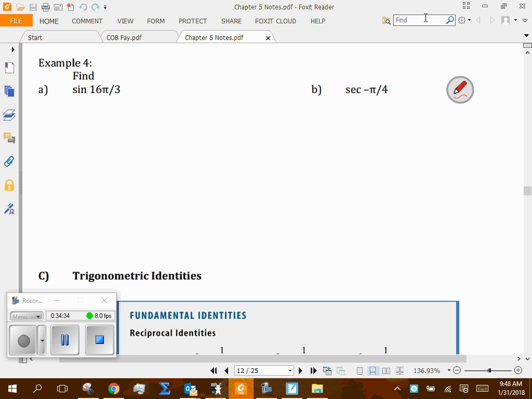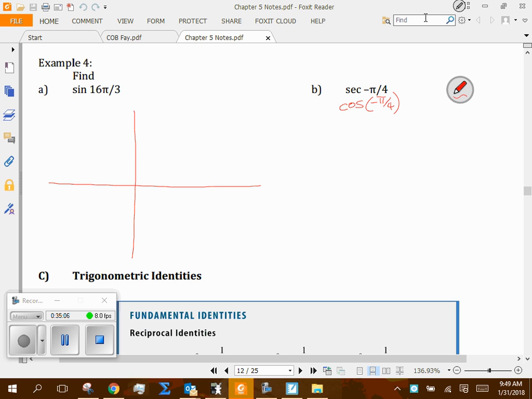The secant here, secant of negative pi over 4. Like I said, I'm a fan of not dealing with secant. I'm going to deal with its reciprocal, the cosine of negative pi over 4. And then I'm going to remind myself when I'm done, whatever I find out to be the cosine of negative pi over 4, I've got to take the reciprocal of that, and that's going to be my real answer for the secant of negative pi over 4.